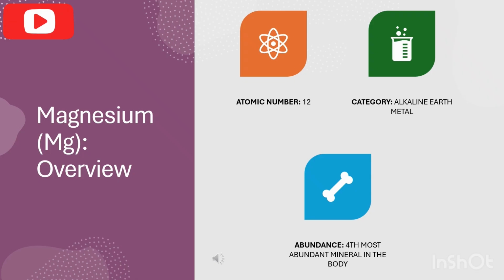Now let's begin with magnesium. Magnesium, which has the atomic number 12 and belongs to the alkaline earth metals, is the fourth most abundant element in the human body, and it's required for numerous cellular activities. Magnesium is found mainly in bones, muscles, and soft tissues. Despite its abundance, magnesium deficiency is quite common due to poor dietary intake or excessive loss through urine and sweat.